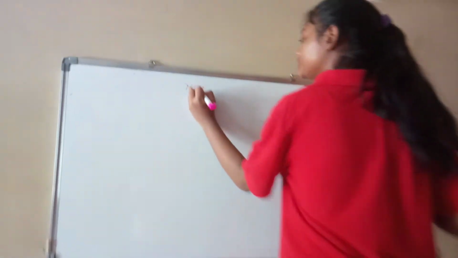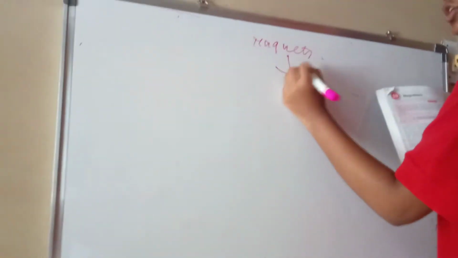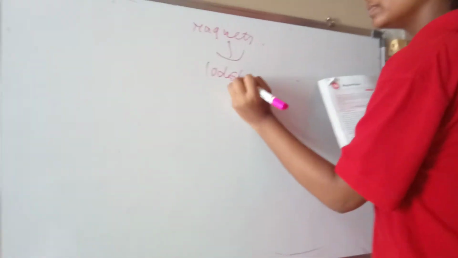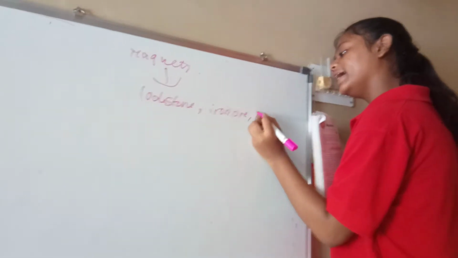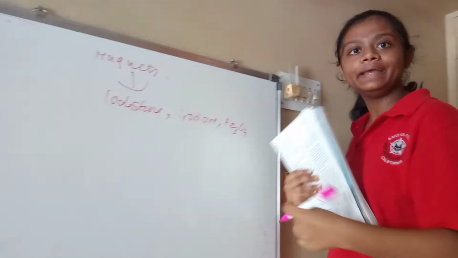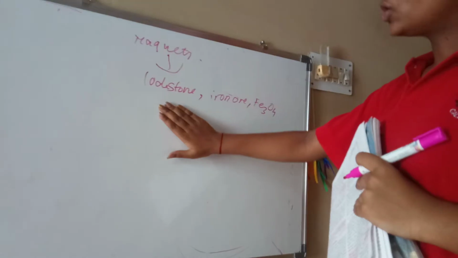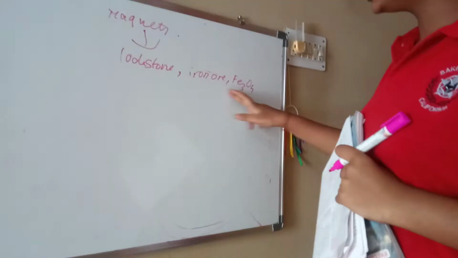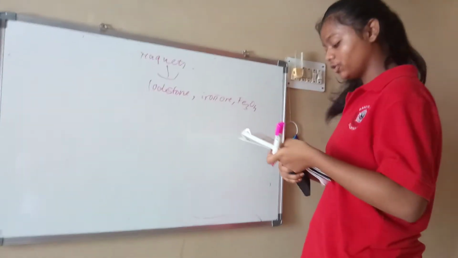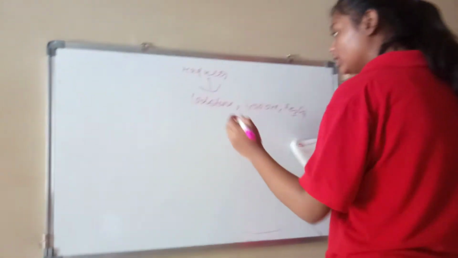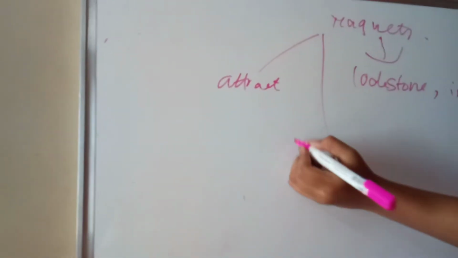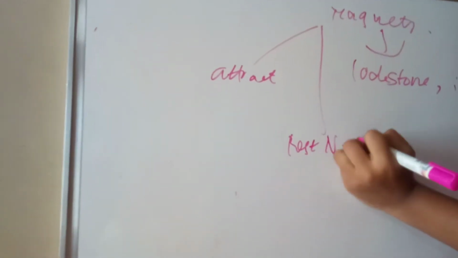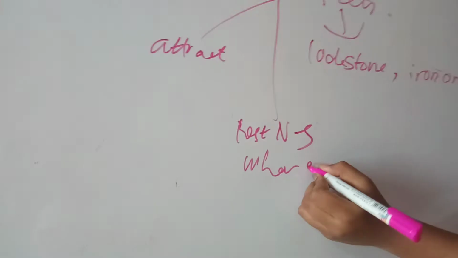What were magnets? Pieces of lodestone, iron ore, Fe3O4. Three names. Magnets could also be called pieces of lodestone, iron ore or Fe3O4. The formula for iron ore is Fe3O4, as you would know. It has just two properties: to attract and to rest in the north-south direction when set freely.